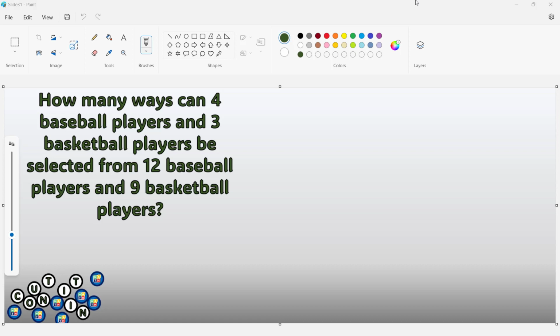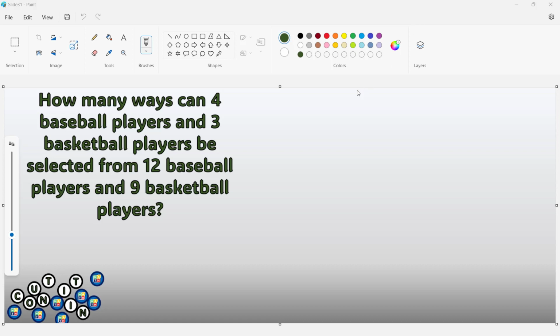This is surely under combination, but this is not the same as the previous examples because here we are going to come up with a combination using 2 different groups. So take note, we have a total of 21 players. That's 12 baseball and 9 basketball players. Out of 21, we'll be picking 7, 4 baseball and 3 basketball players. But those 7 are specifically defined: there should be 4 baseball players and 3 basketball players.